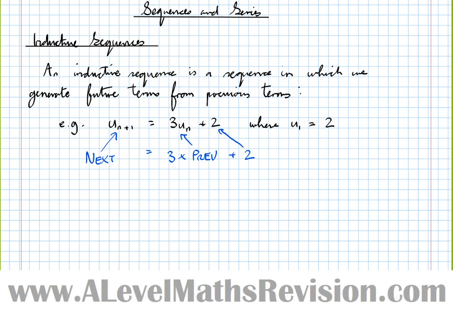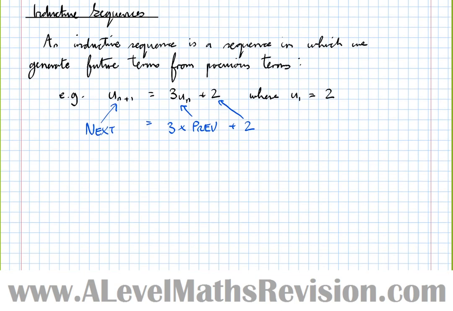Like that. So if we're going to generate some of these terms, well, I've got that u1, the first term, is 2. And u is typically a letter we use to denote term with a little subscript. So term 1. Term 2 is 3 lots of the previous term, 3 lots of 2, plus 2, which is 8. Term 3 is 3 lots of the previous term, plus 2. So 3 times 8, 24, plus 2 is 26, and it goes on like that.